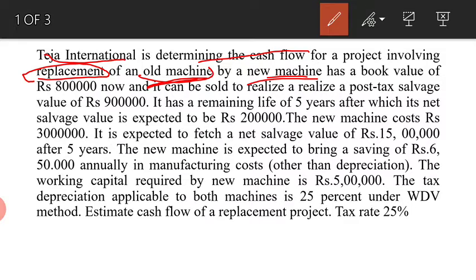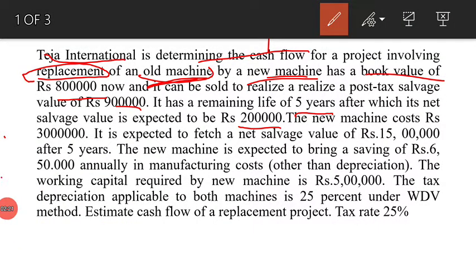The old machine has a book value of 8 lakh and it can be sold to realize a post-tax salvage value of 9 lakh. It has a remaining life of 5 years, after which its net salvage value is expected to be 2 lakhs. Now always remember, whenever a problem on replacement comes, there are 3 values for the old machine. Now what are those 3 values?